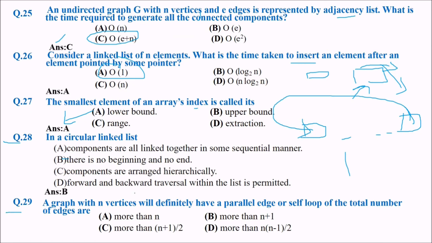Next, a graph with n vertices will definitely have a parallel edge or a self loop if the total number of edges is what? Please give me the answer. The questions here need you to be well aware of the algorithm concepts and data structure concepts. If you are aware of graphs, trees, stacks, queues, then only you are able to answer this. The answer is more than (n minus 1) by 2.